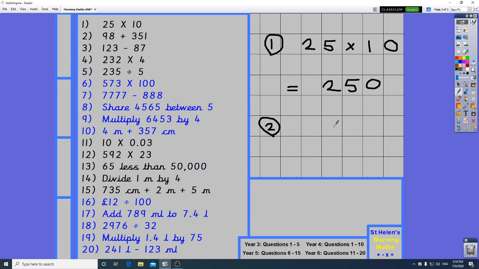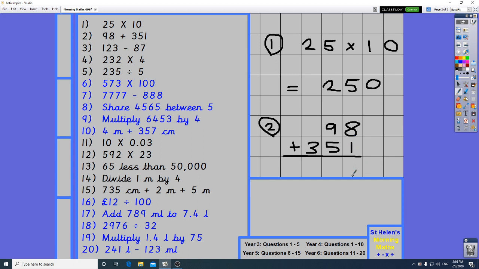Question 2. 98 plus 351. You could put either number on the top in plus. I've actually put the smallest number on top, which looks a bit strange, doesn't it? In plus, it doesn't matter which number goes on top.